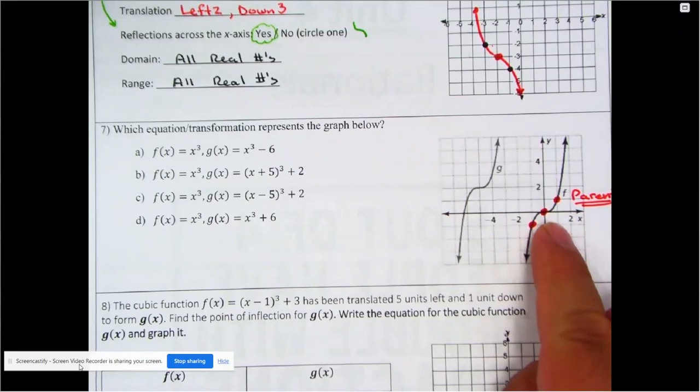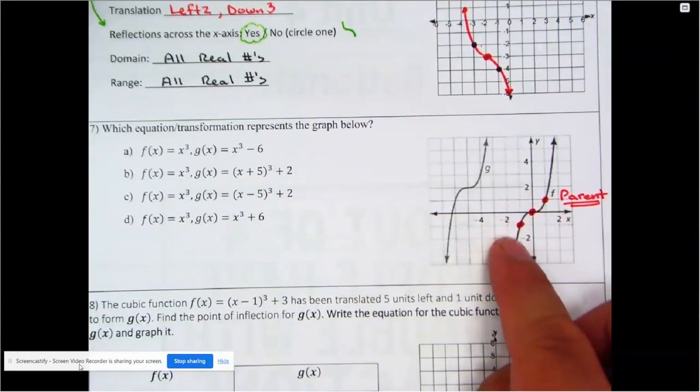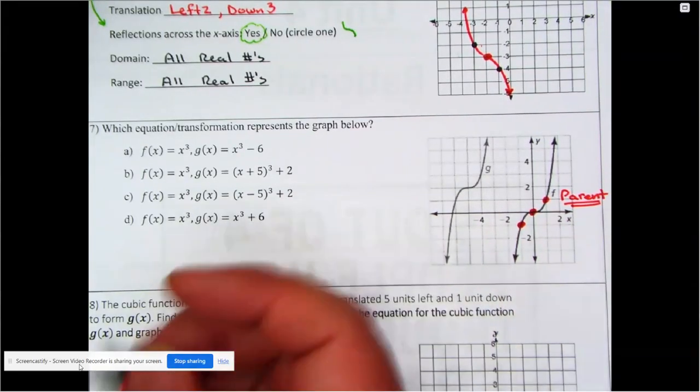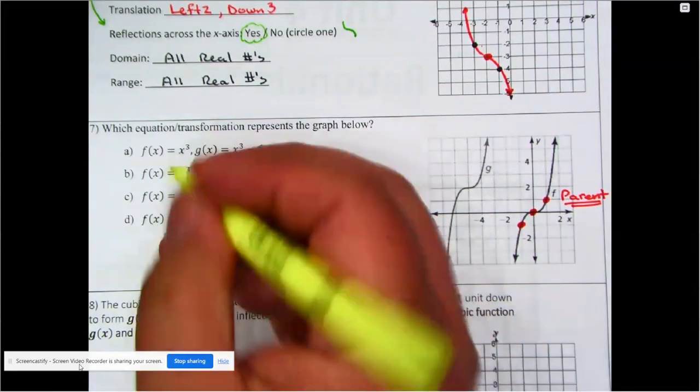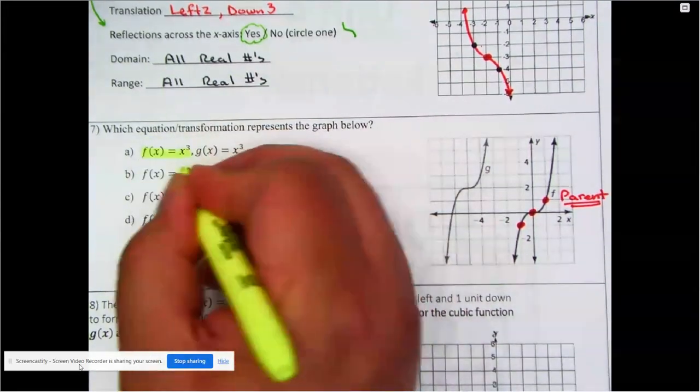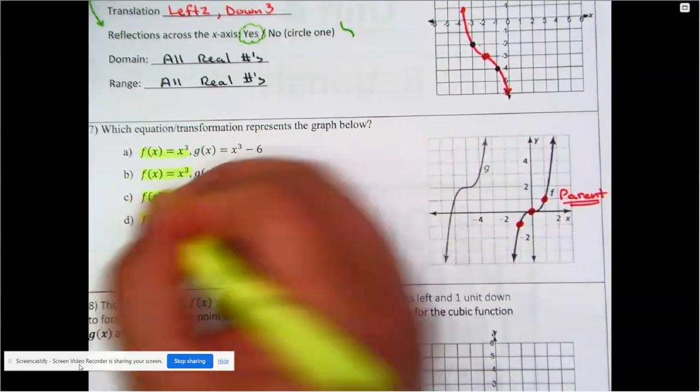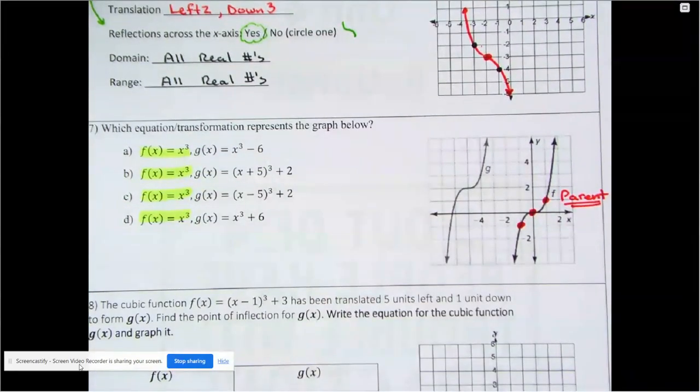Anything that hits 0, 0, 1, 1, -1, -1, it's called the parent function. And that's why, if you look carefully, they all say the same thing. So that wasn't the question. All right, that's not the real issue. The question is about G.